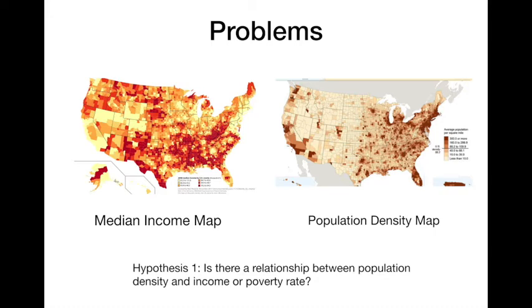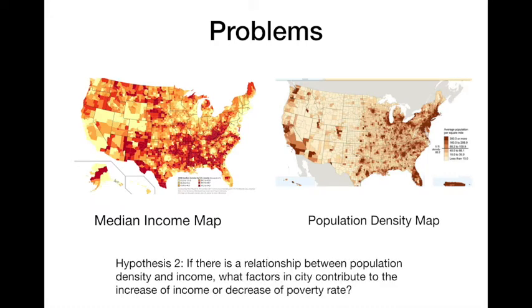The first one: is there a relationship between population density and income or poverty rate? The second one: if there is a relationship between population density and income, what factors in the city contribute to the increase of income or decrease of poverty rate?